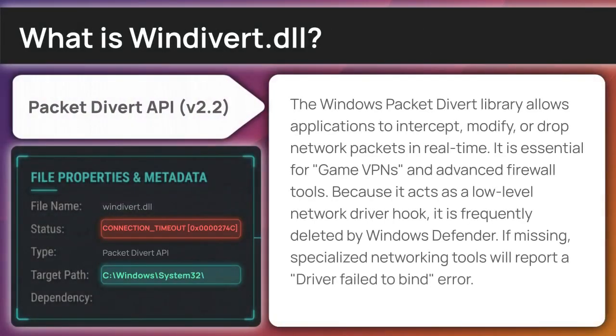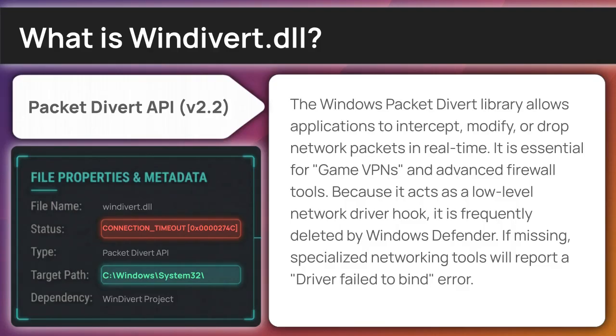The Windows Packet Divert library allows applications to intercept, modify, or drop network packets in real time. It is essential for game VPNs and advanced firewall tools. Because it acts as a low-level network driver hook, it is frequently deleted by Windows Defender. If missing, specialized networking tools will report a driver failed to bind error.